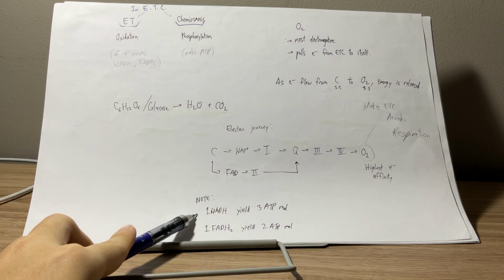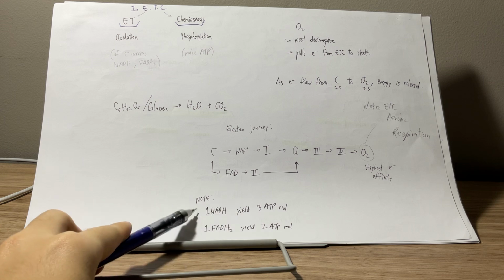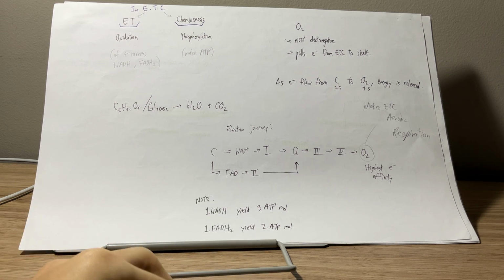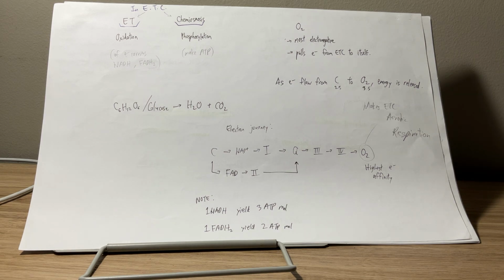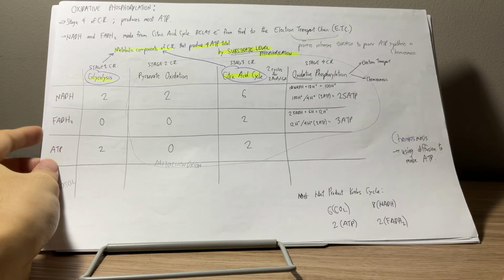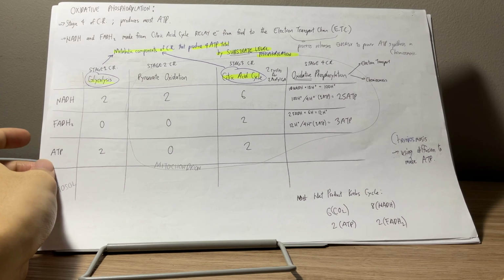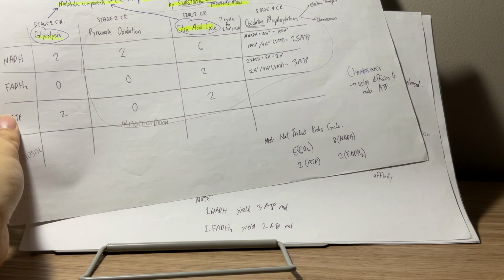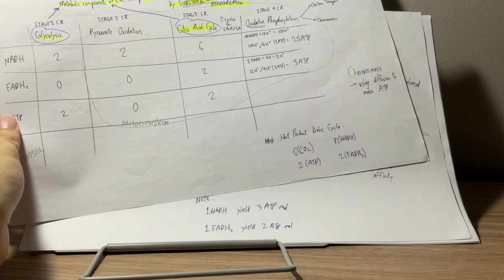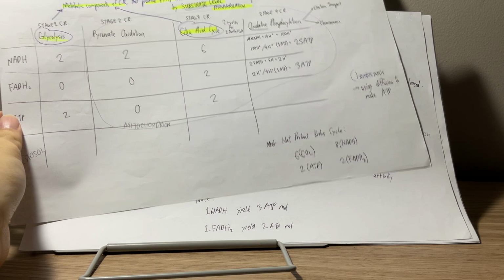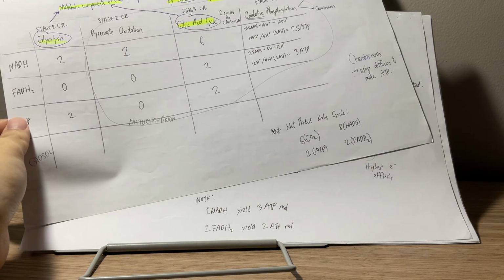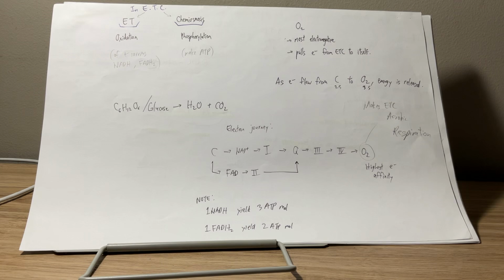Note, 1 NADH yields 3 ATP molecules. 1 FADH yields 2 ATP molecules. Where do we see that evidently? I think it's seen here. Is it? Doesn't connect though. I'm not sure how it's connected. Anyways.